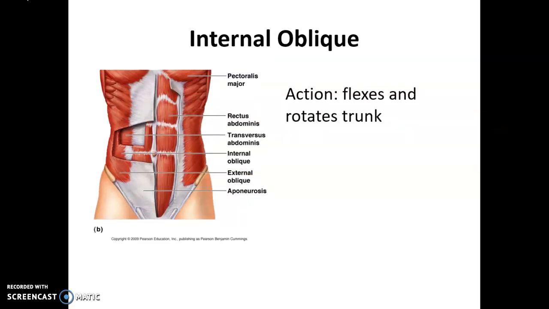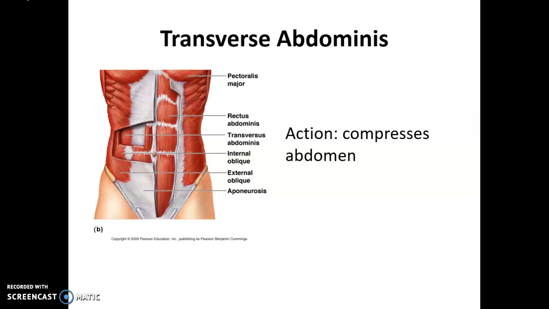Deep to external oblique, we have internal oblique, and the fibers of internal oblique look different from the external oblique. If you look at external oblique, the fibers move down and medial. For internal oblique, the fibers are moving up and medially. This also helps in flexion and rotation of the trunk. The deepest layer is transverse abdominis, and the fibers run very transversely, as you can see. This helps to compress the abdomen.